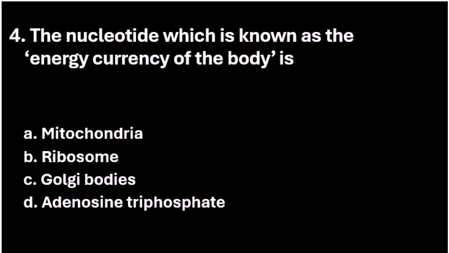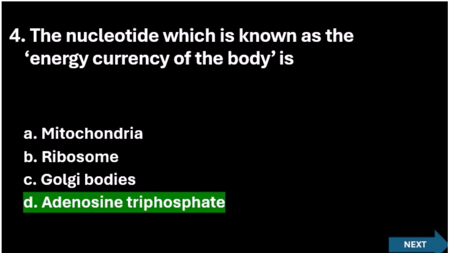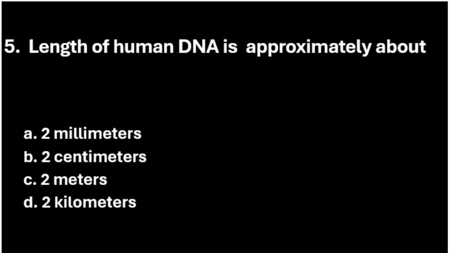Energy currency of the body is option D, adenosine triphosphate or ATP. Next question. Length of human DNA is approximately about option A, 2 millimeters, option B, 2 centimeters, option C, 2 meters, option D, 2 kilometers. Length of DNA is 2 meters.